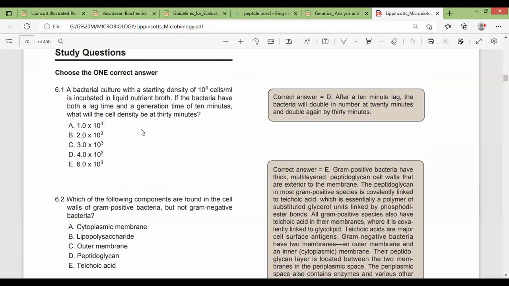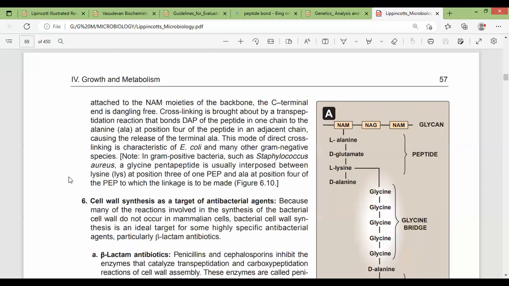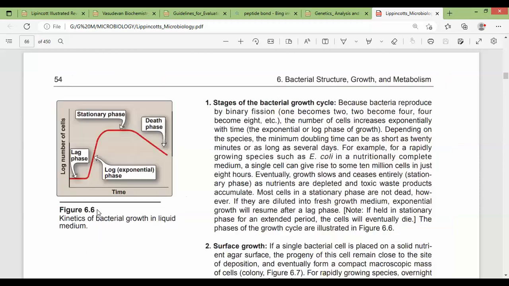That's the lag time, right? In the lag time, the bacteria is not growing. It's adapting, just looking around. Taking you back to the graph here: in the lag phase, the bacteria is not growing, but in the log phase, it grows.